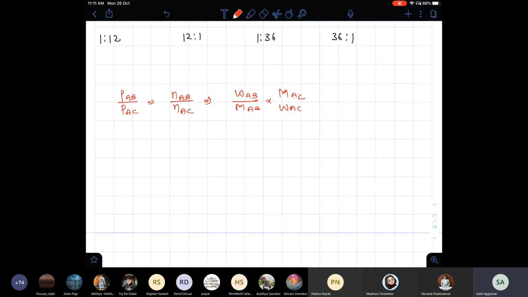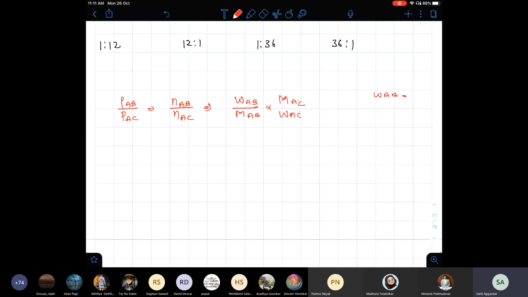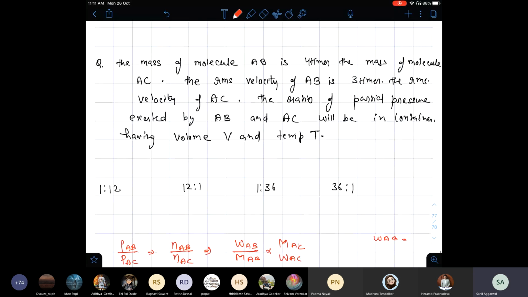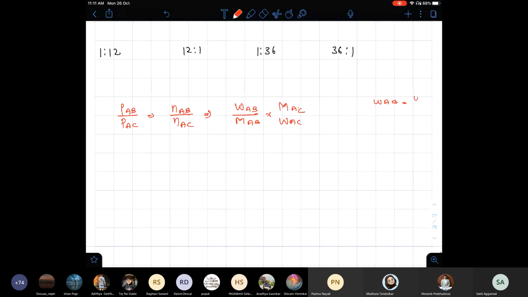Mass of AB is 4 times the mass of AC, meaning W_AB/W_AC will be equal to 4. This we have got. Now we have to calculate 4 into M of AC divided by M of AB. This is what we have to calculate. Am I audible to all?